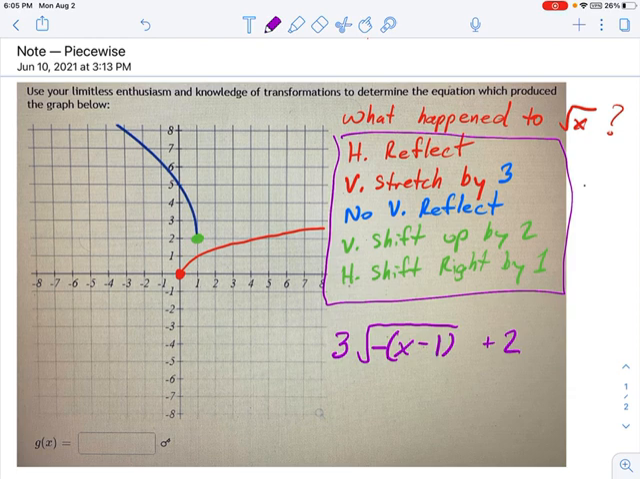So it really wasn't so bad. 3 times the square root of negative x minus 1, with a plus 2 on the outside of the square root sign. And again, if you wanted, you could have written this as square root of negative x plus 1, or anything that's equivalent, really. The important part of this equation is if you're dealing with a horizontal reflection, and that's an if, because some of these problems don't have a horizontal reflection, you have to remember that it is a minus sign inside the square root sign, and it's got to go outside this parentheses right here.